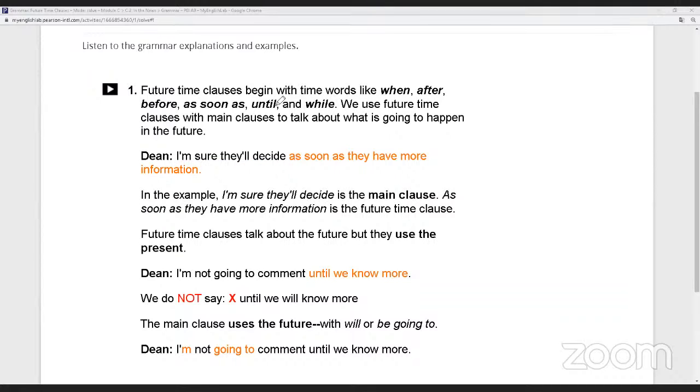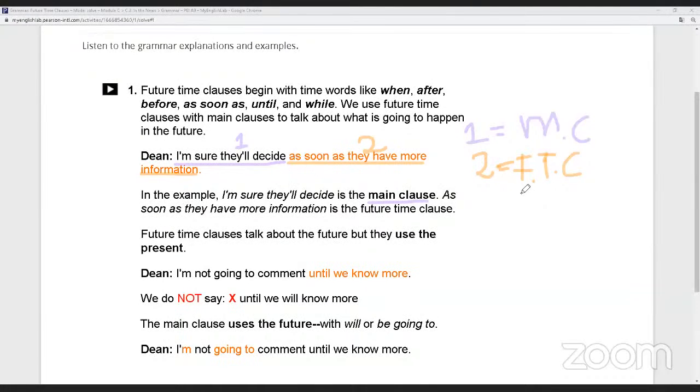We have to know that each clause has a name, right? The first clause, which could be placed at the beginning or at the end, is called the main clause. Then, what is the name of this other clause? As soon as they have more information, I have the second clause, and it is called the future time clause, right?